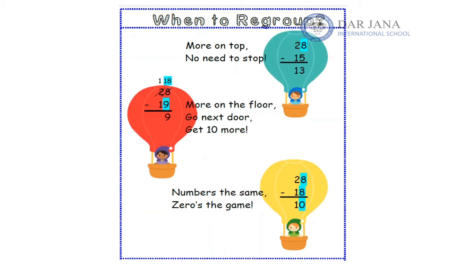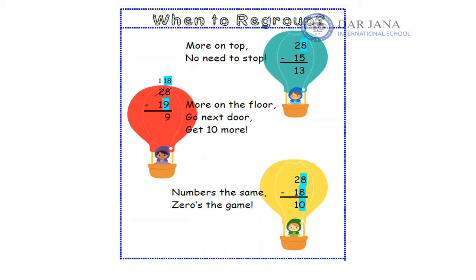Look at the example. 28 minus 15. So, if more on the top, no need to stop. You can subtract easily. But if more on the floor, go next door. Get 10 more. Look at the example. 28 minus 19. Can I say 8 minus 9? So, when more on the floor, go next door.